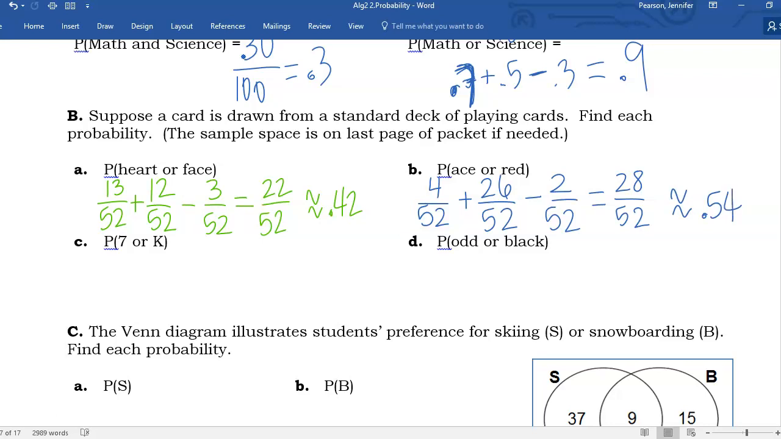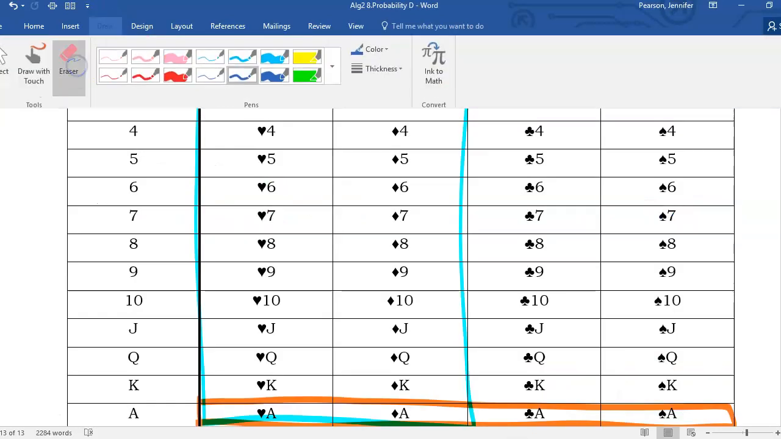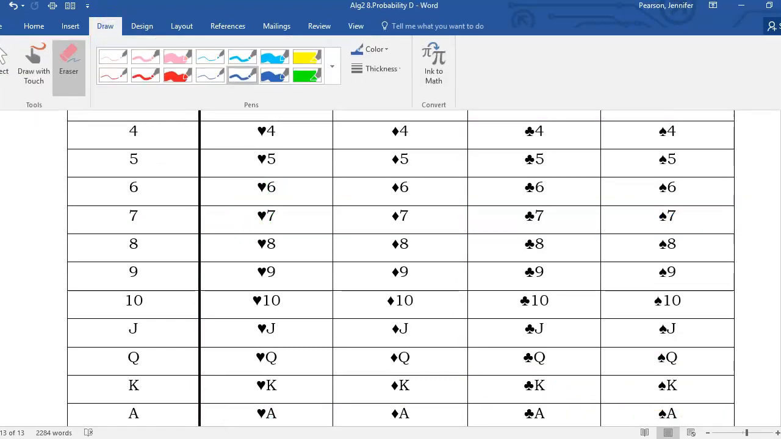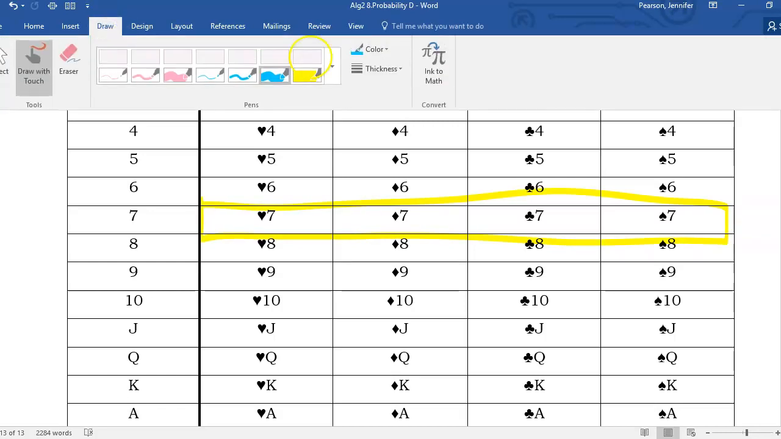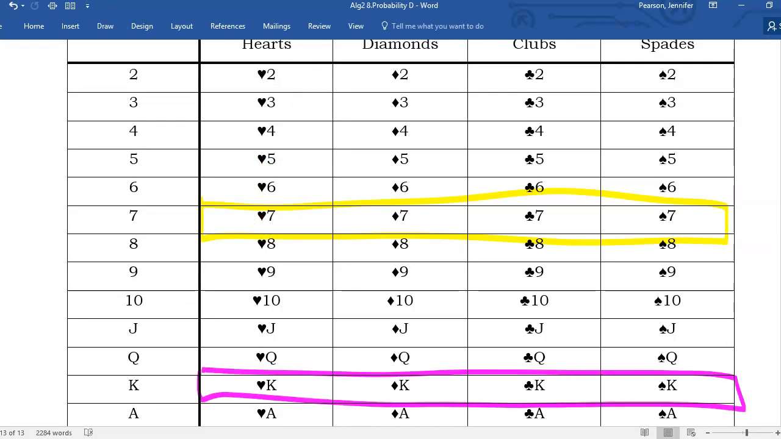Letter C, 7 or king. Back to my sample space so that we can illustrate this. 7 or king. I have 4 sevens and I have 4 kings. Notice that these do not overlap. Those are mutually exclusive events.